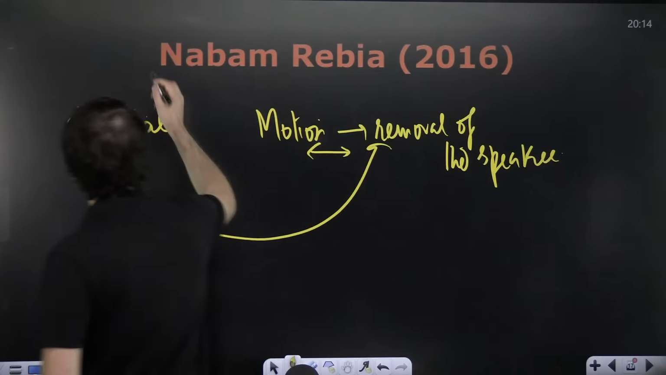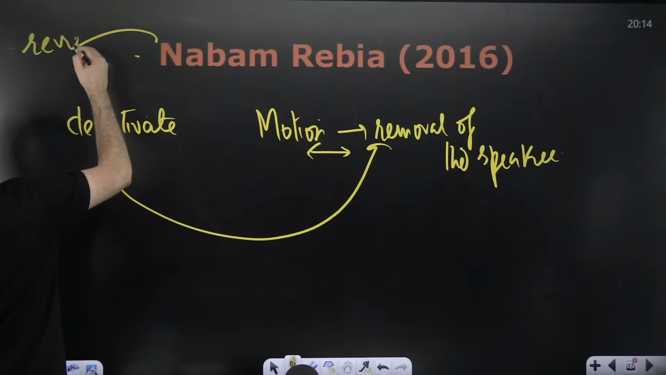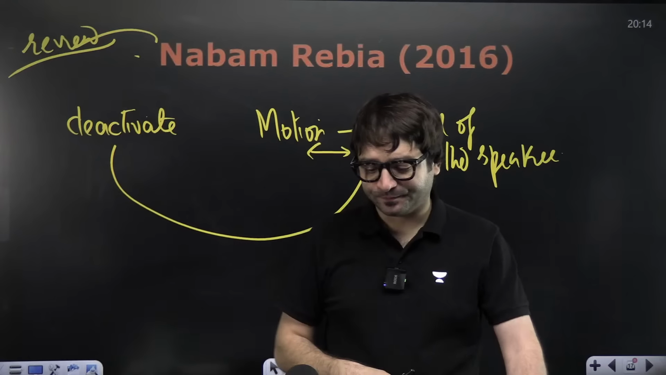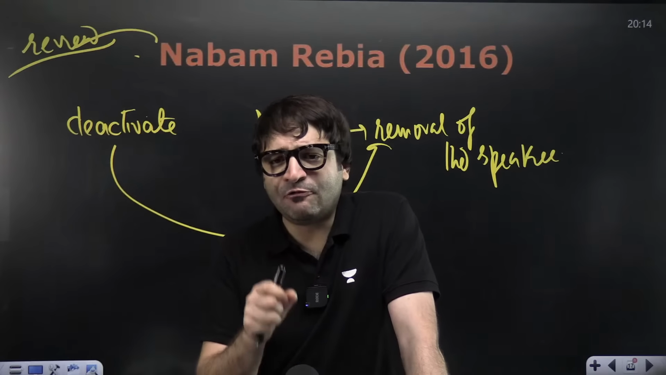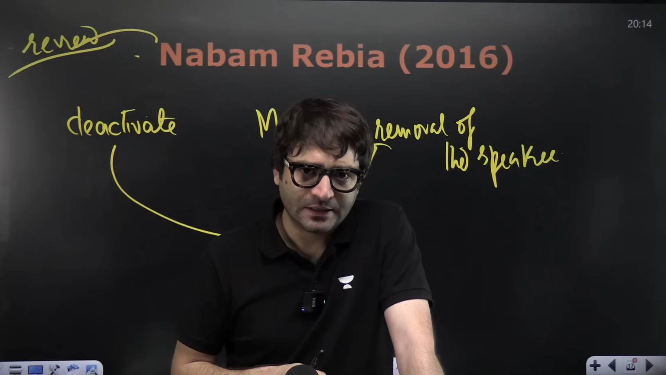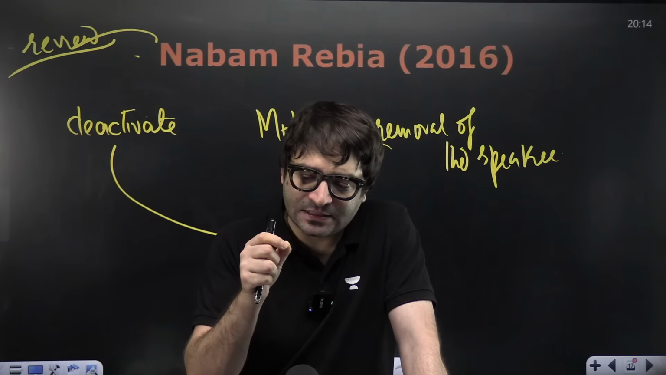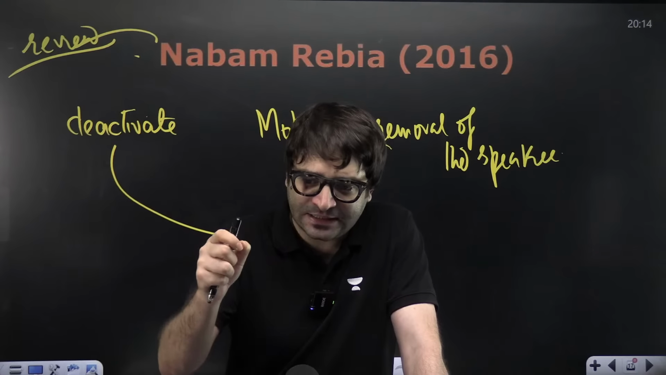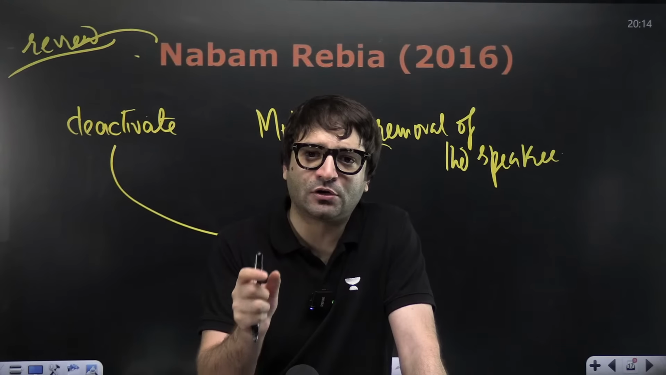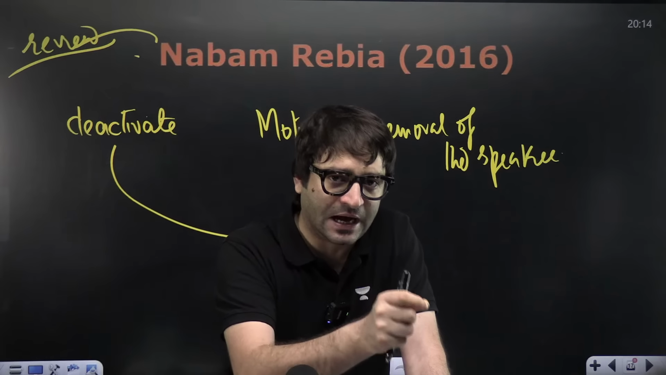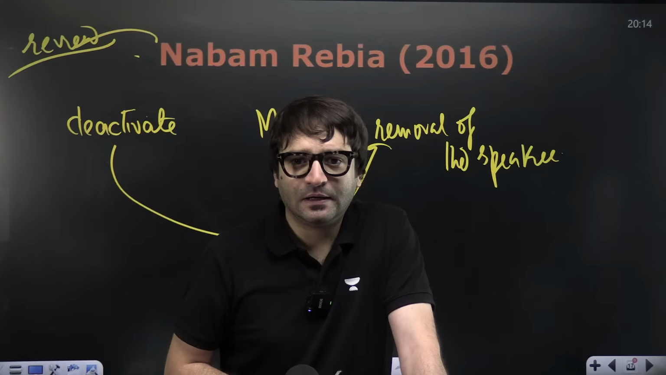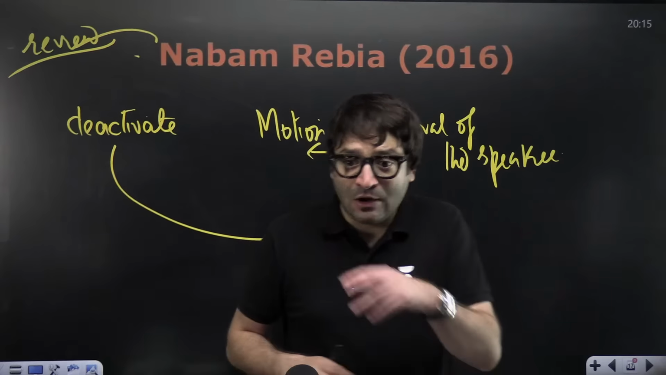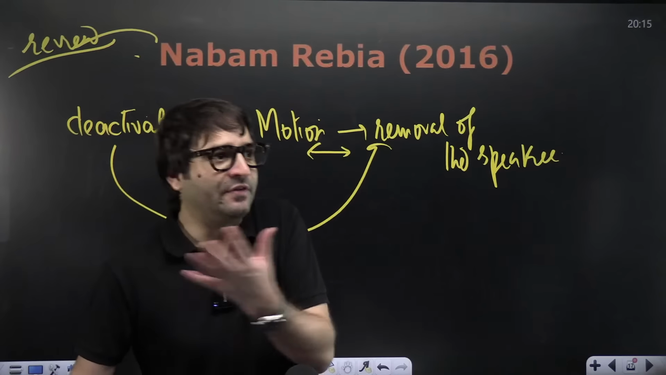But even this Nabam Rebia case is now under review. What does it mean? Another type of question. How far do you agree that the speaker acting as a quasi-judicial body cannot act under anti-defection law if a motion calling for his removal is pending in the House? Answer by citing relevant case laws. Now, by reading this question, you will be stumped. Where is this question coming from?